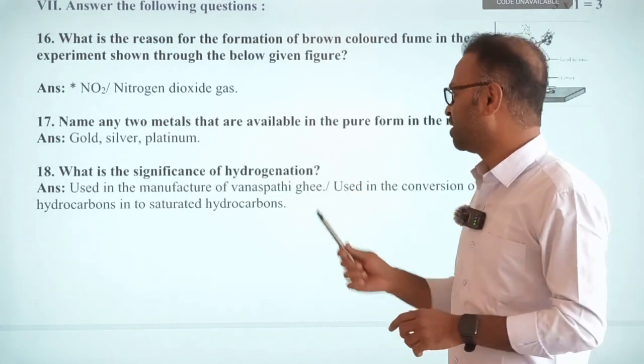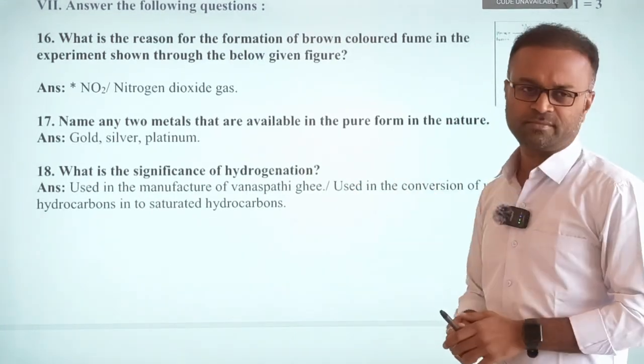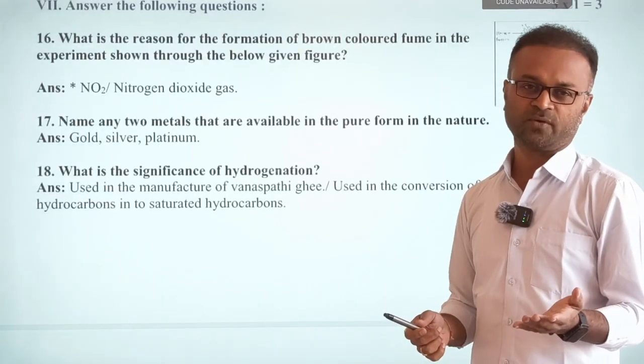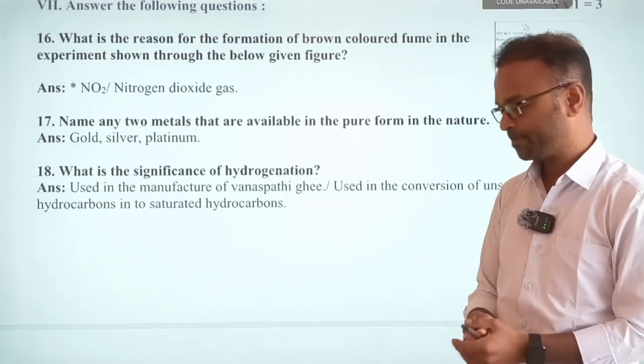Name any two metals that are available in the pure form in nature. Those which are least reactive in the reactivity series will be in the pure form. Gold, silver, platinum, you can write.